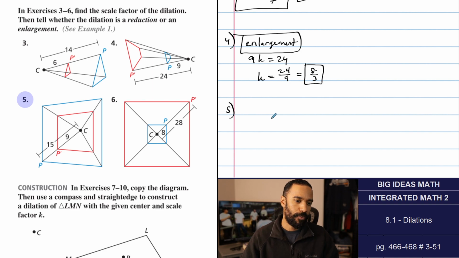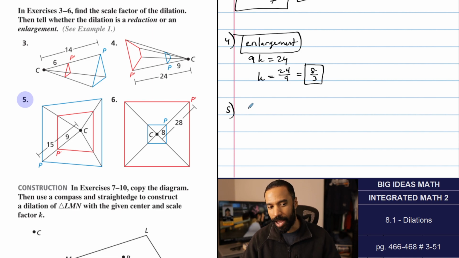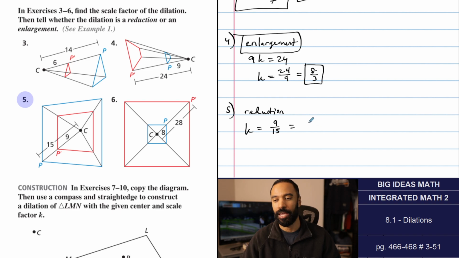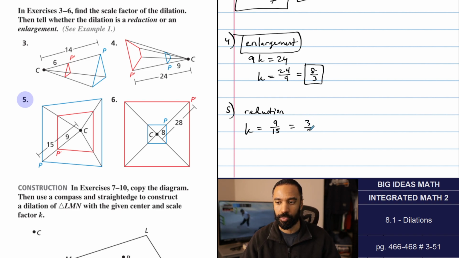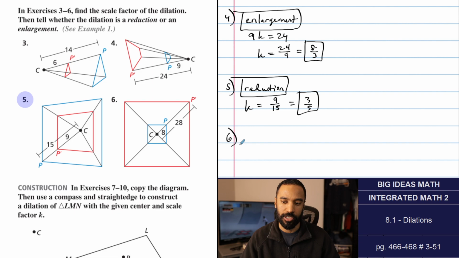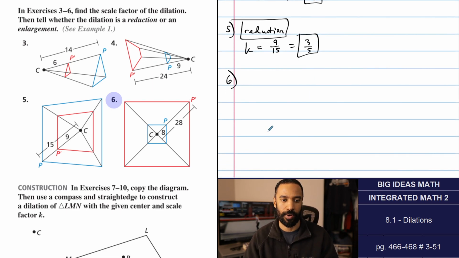So on number 5, we see the length of 15 going from the center to P, and then 9 to P prime. This is a reduction going from 15 to 9. You multiply 15 by something to get 9, so we divide 9 by 15 to figure that out. That divides by 3 as well. This is 3/5. And if you weren't sure which way you're supposed to divide, is it 15 divided by 9 or 9 divided by 15? That's why I'm saying ask yourself first whether it's an enlargement or a reduction. And we answer that based on going from P to P prime. Are we going bigger or smaller? I feel like it's probably easier to answer that question first.